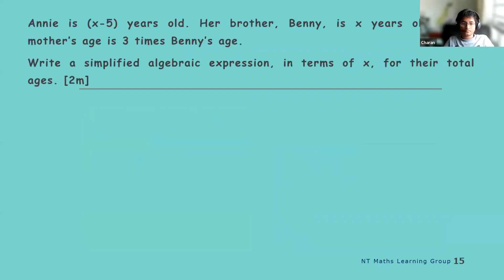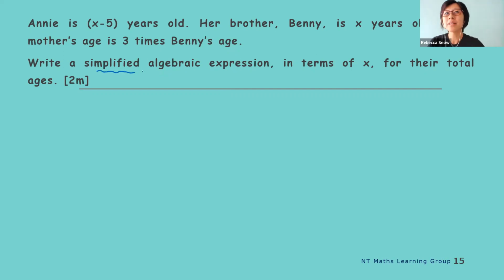All right, now we'll take a look at word problems. Okay, Annie is x minus 5 years old. Her brother Benny is x years old. Also, what's the meaning of simplify an algebraic expression? Okay, let me explain later. Let's take a look at the question first. So the mother's age is 3 times Benny's age. So write a simplified algebraic expression in terms of x for their total ages.